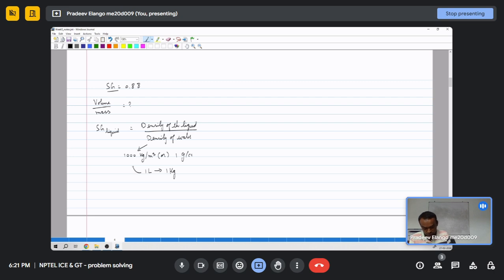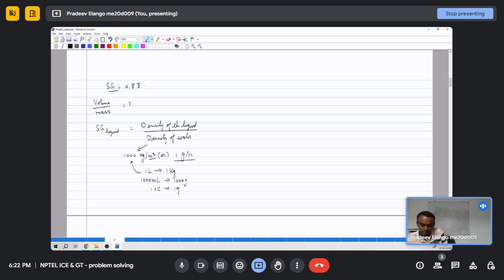So then from this you can convert this one. If you want meter cube, then meter cube is 1000 liters, so it will be 1000 kg. And here we also know it is 1000 ml. 1000 ml is 1000 grams, right? So 1 ml is 1 cc, so that is 1 cc is 1 gram. So that is 1 gram per cc.